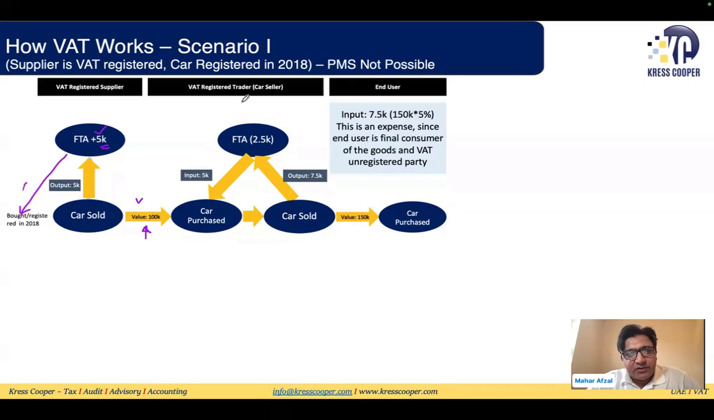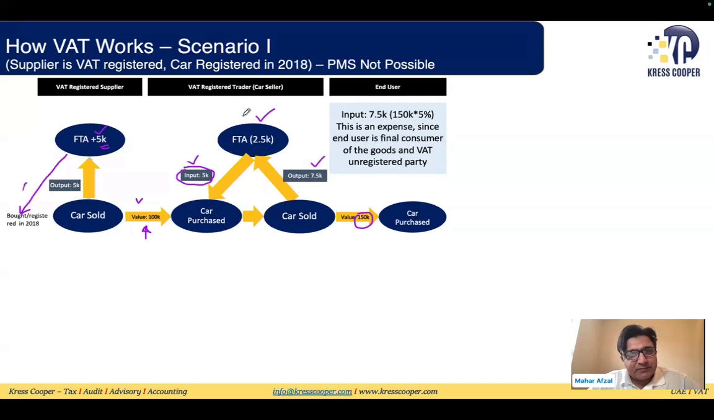Now this is the VAT registered trader. This trader is buying the car for 100,000. When they're buying the car, VAT applicable on the purchase is 5,000. We know this input tax is our asset. We have the right to take it back from the FTA, so 5K is our asset. When this person is selling the car, assuming it is sold at 150,000, it will be subject to output tax: 150,000 into 5%, 7.5K. This is my output tax, this is my input tax, and it will be netted out. The net amount paid to the FTA is 2.5K. So this is how VAT works.